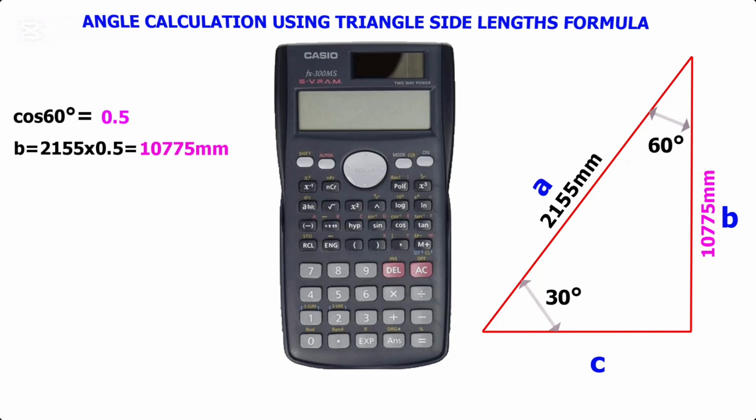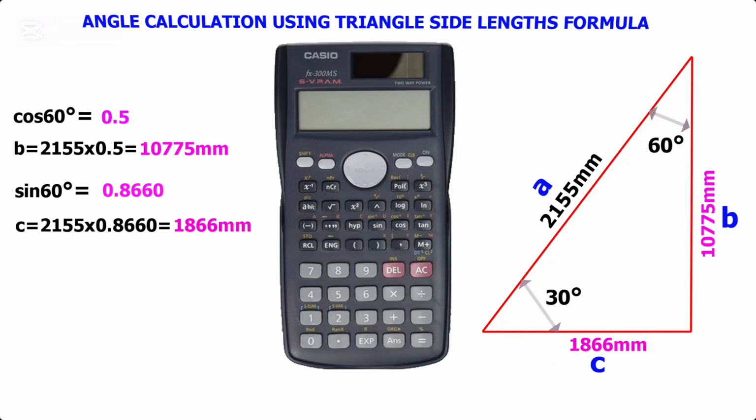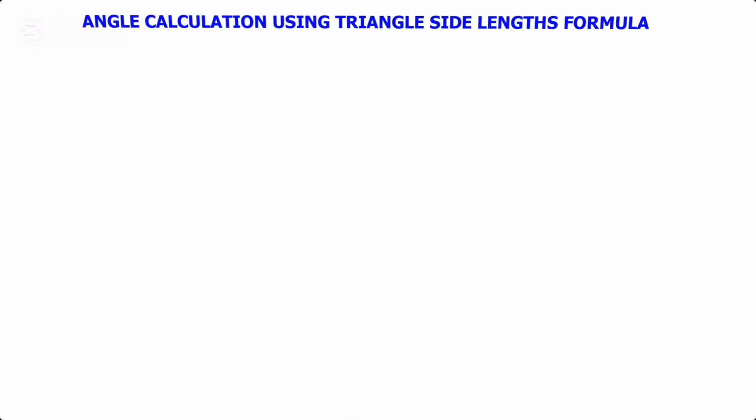Now we proceed to other calculations of this right triangle. So I will use again sin 60 degrees, which is equal to 0.8660. Then 1.5 times 0.8660 is equal to 1866 mm. So that is already our run.